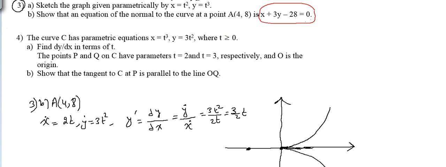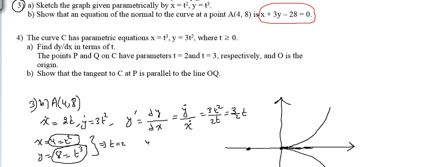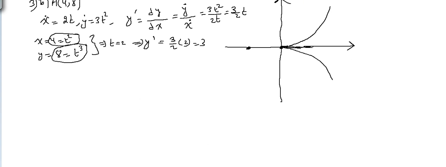Okay, taking x equal 4, which is t squared equal 4, because x is t squared, and y equals 8 at A, this means t cubed equals 8. That gives me directly that t is equal to 2. Now substituting t equal 2 in the derivative, the slope of the tangent at point (4, 8) will be equal to 3.